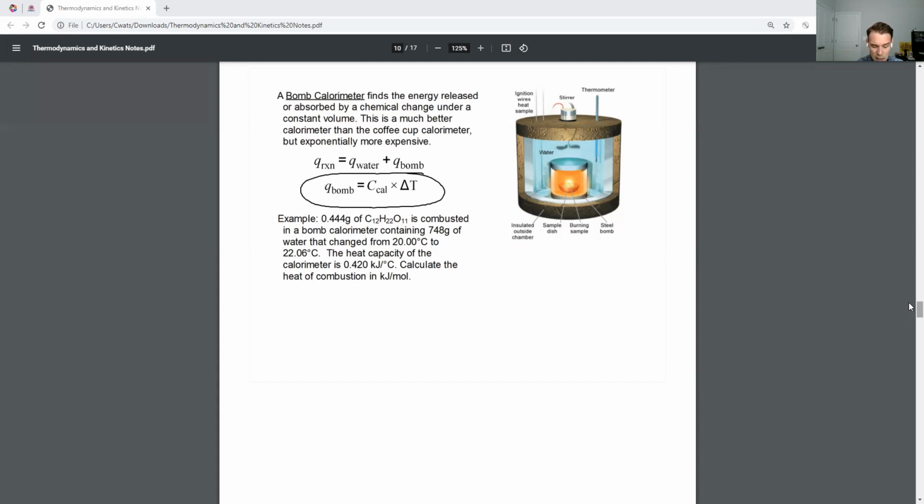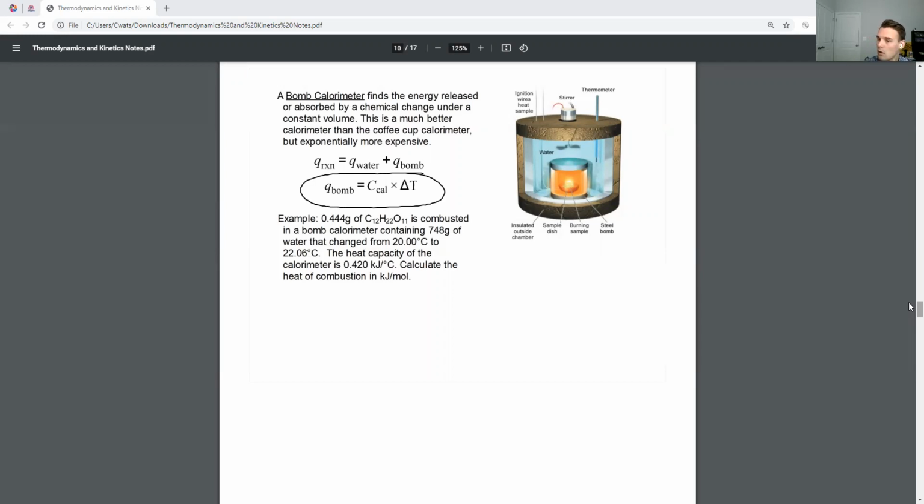0.444 grams of C12H22O11 is combusted in a bomb calorimeter containing 748 grams of water that changed from 20 degrees Celsius to 22.06 degrees Celsius. The heat capacity of the calorimeter is 0.420 kilojoules per degree Celsius. Calculate the heat of combustion in kilojoules per mole.